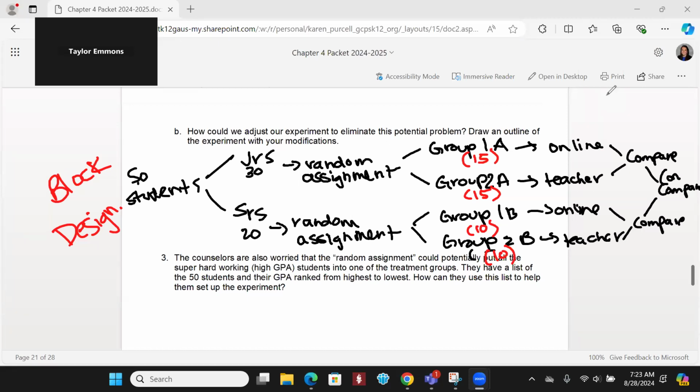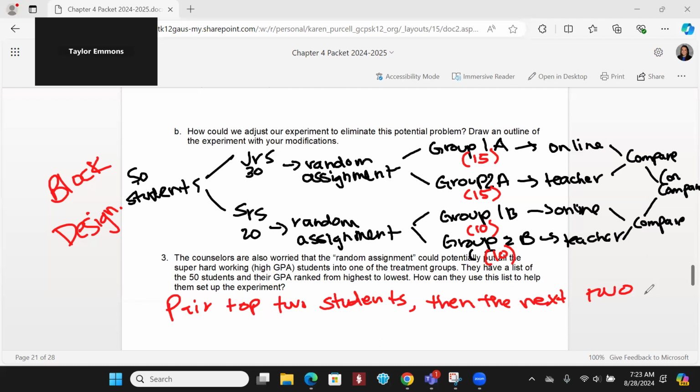Now, the counselors are worried again that the random assignment could potentially put all the super hardworking high GPA students into one of the treatment groups. They have a list of the 50 students and their GPA rank from highest to lowest. How could they use this list to help them set up the experiment? So what you could do is pair the top 2 students, then the next 2, and so on, until you have about 25 pairs.